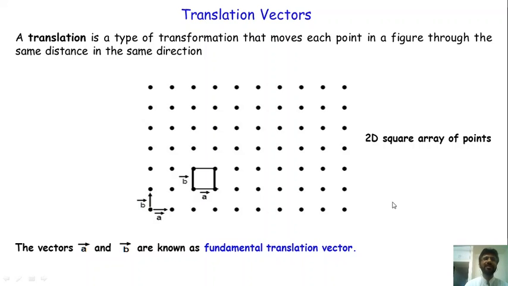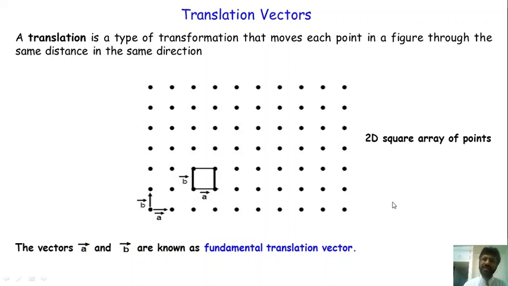So the basic thing is, what do we mean by translation? A translation is a type of transformation that moves each point in a figure through the same distance in the same direction. So with the help of the translation vector we can move any particle, any point from one position to another position.